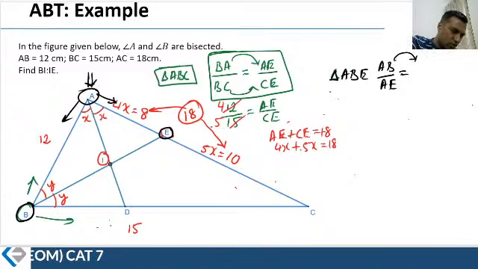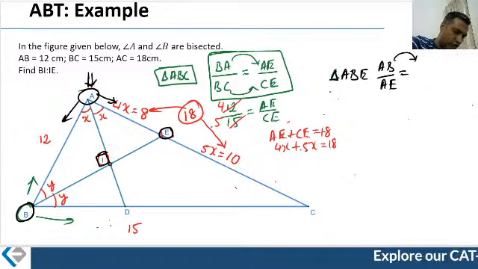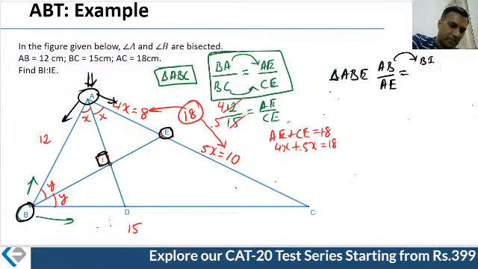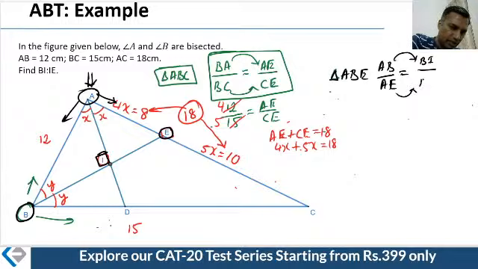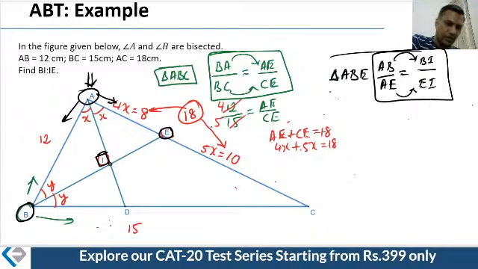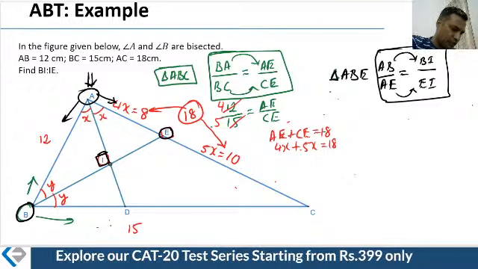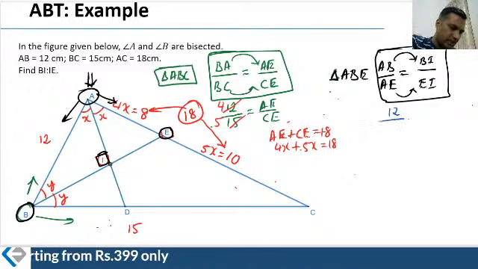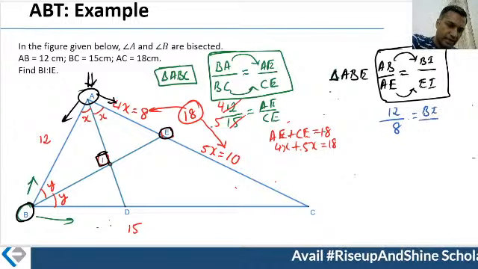From B, start going towards this point I. That's nothing but BI. Now from E, you are going towards EI. This is the angle bisector theorem applied on this. Substitute the values. What is the length of AB here? AB is 12 units. What is the length of AE? 8 units. That is nothing but BI divided by EI.